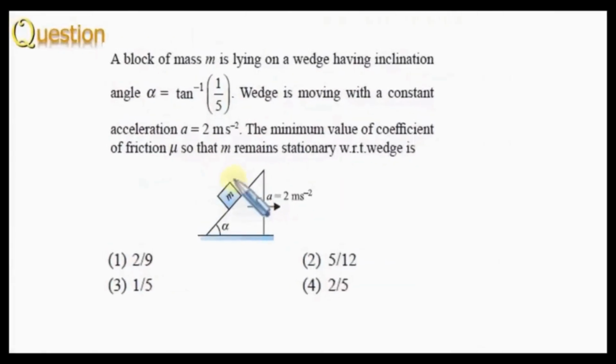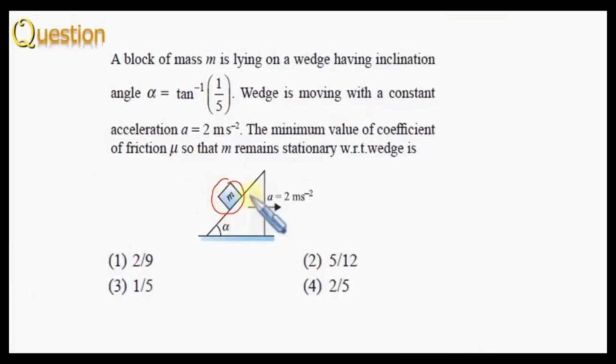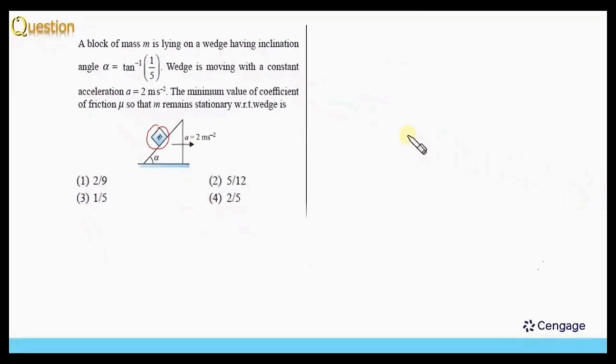In this question, it is given that the block is not sliding with respect to the sloping surface of the wedge, and the wedge is accelerating in the rightward direction. So it will be better to analyze the block from the wedge frame of reference, or non-inertial frame of reference. Let us make the free body diagram of the block.